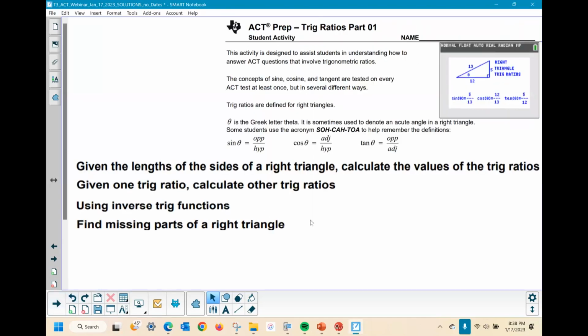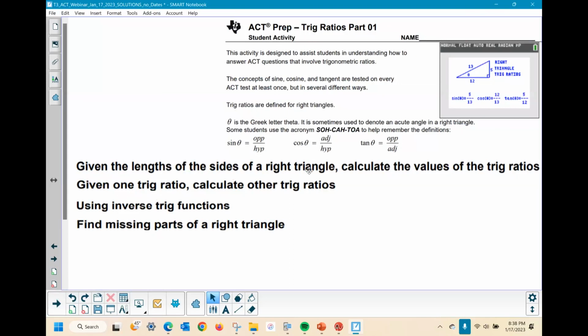All right, so now we're getting into trig. Trig is a big deal. So big that there are actually 3 different parts on trig. The first one I called trig ratios part 1. And here are the things they ask.